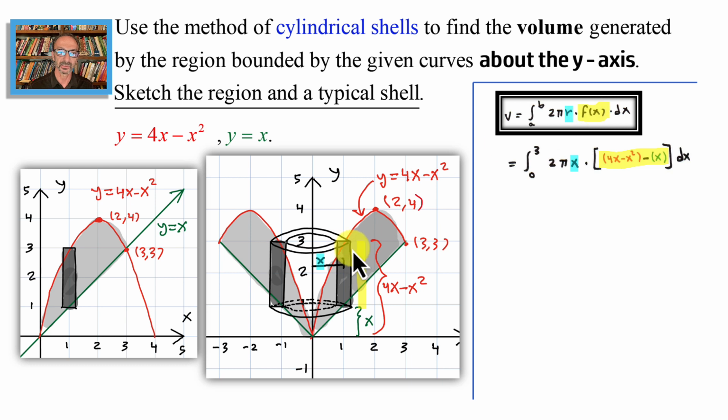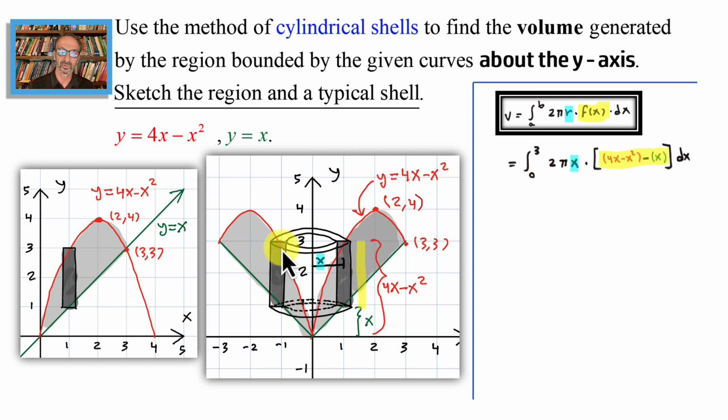And the height is everything from this point, which is on the red graph, down to the x-axis. From this point all the way down, that is 4x minus x to the second. Minus from the green graph all the way down, which is minus x. That's why I have it 4x minus x to the second minus x. This whole thing is 4x minus x to the second, and this right here is x. The difference is in yellow, and that is the height of the cylindrical shell.